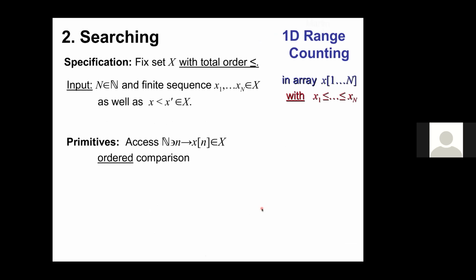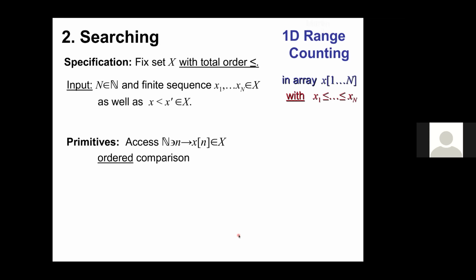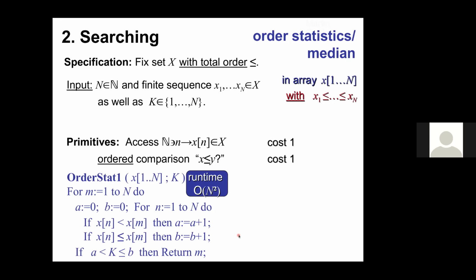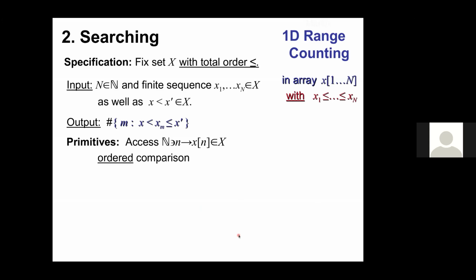And then I come to what I think I didn't manage to do last time. Let me try to explain range counting. What is range counting supposed to do? This is something similar.